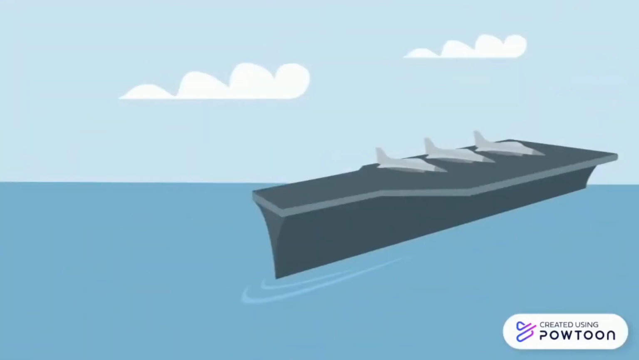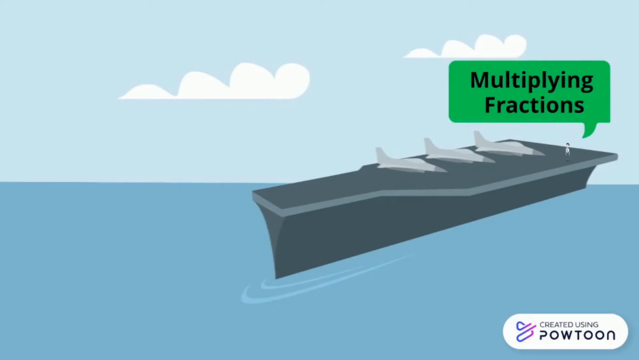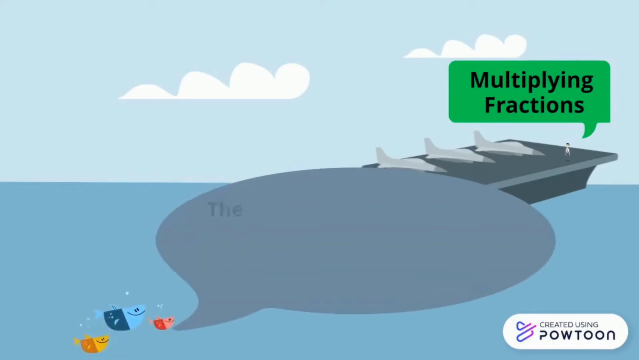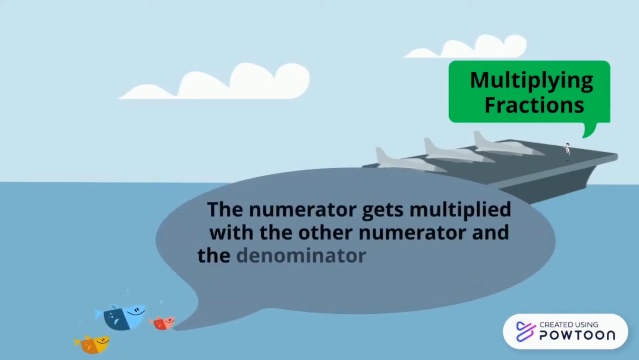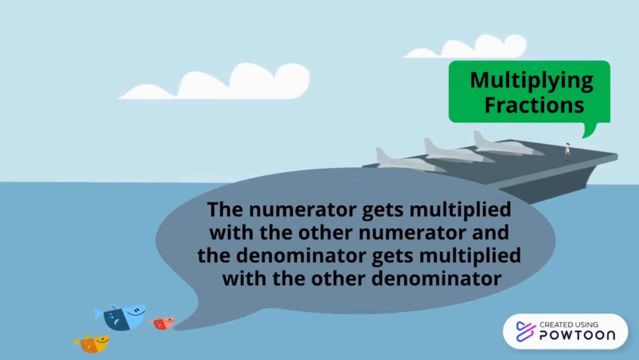Next, let's talk about multiplying fractions. Multiplying fractions is really simple. To do that, we simply need to multiply the numerator with the other numerator and the denominator with the other denominator. To make it simple, look at this formula.